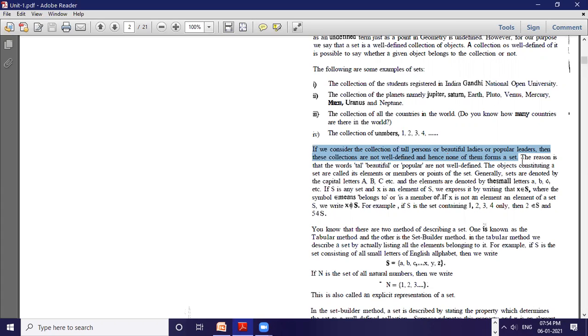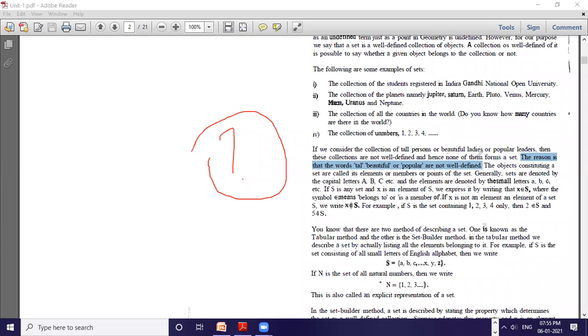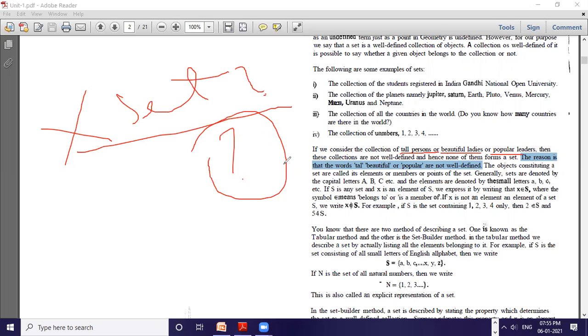So why? What is the reason behind it? Because the reason is that the words tall, beautiful, popular are also not well defined. Okay, so I am giving you one question. Why is the collection of short persons or beautiful ladies or popular leaders not forming a set? I have just given you the answer. What is the answer I have given? You please comment it.